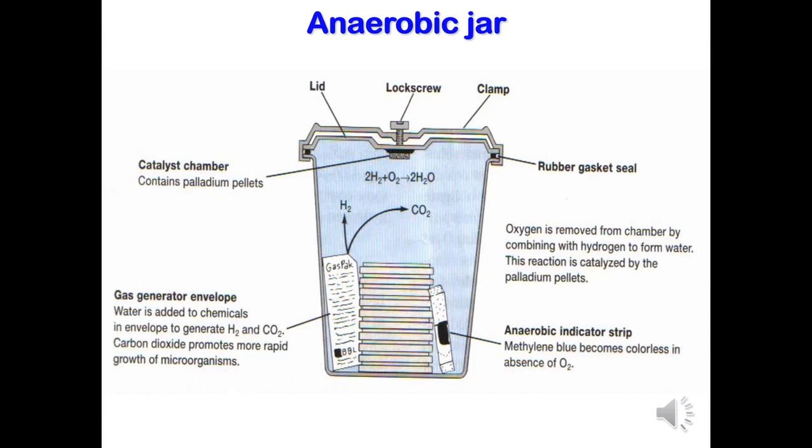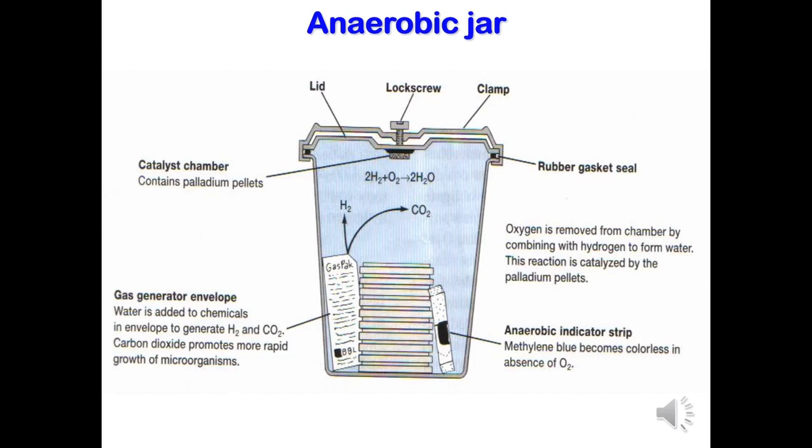And in this system, inoculated plates, so the plates with the bacteria, are placed inside the jar, along with the gas generator sachet, the gas pack, and an indicator strip, and then the jar is sealed completely. And then in the presence of water, the chemicals inside the gas pack react to produce hydrogen and carbon dioxide gas.